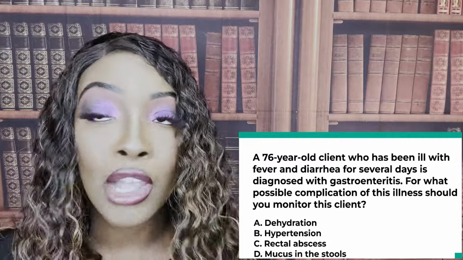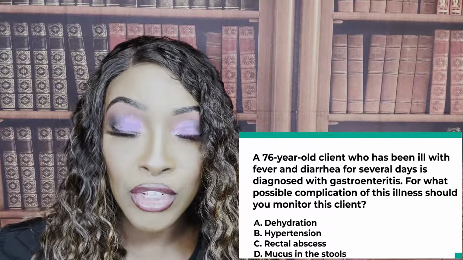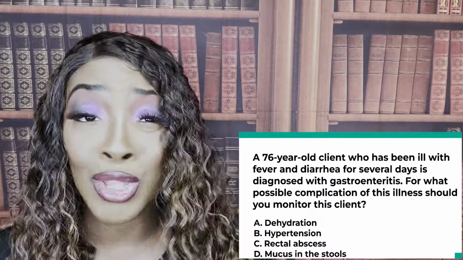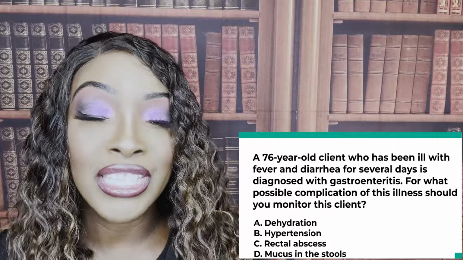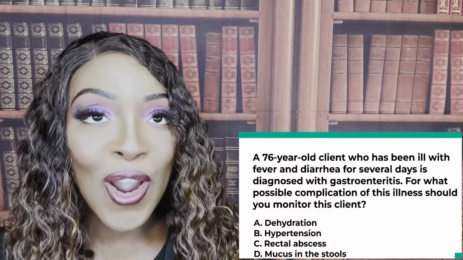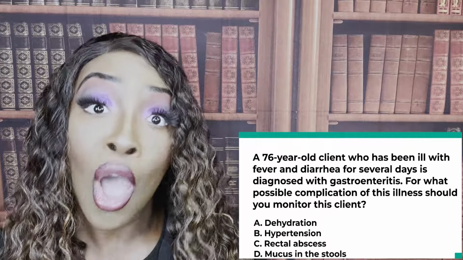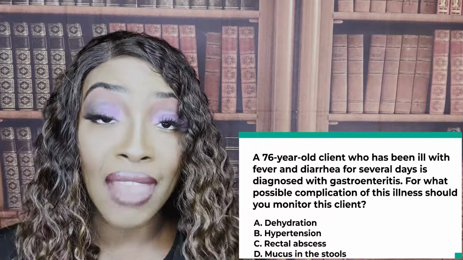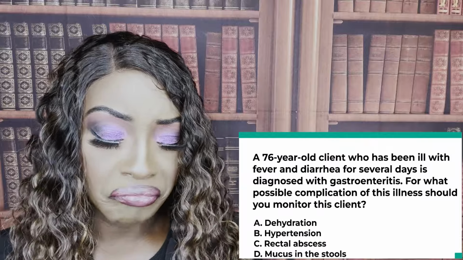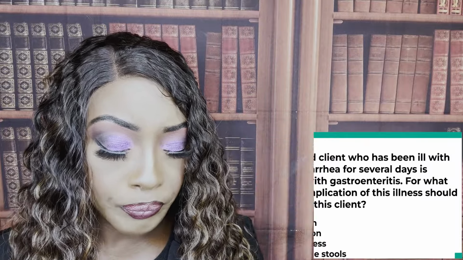And they're elderly. Elderly patients are at risk for what? Dehydration. Remember, when it comes to geriatric population, they lose their sense of thirst. That's why you always have to remind them to drink fluids. They are already at risk for being dehydrated just because they're elderly. On top of that, they've got gastroenteritis where they're vomiting and they have diarrhea. Dehydration. That's going to be our number one concern.